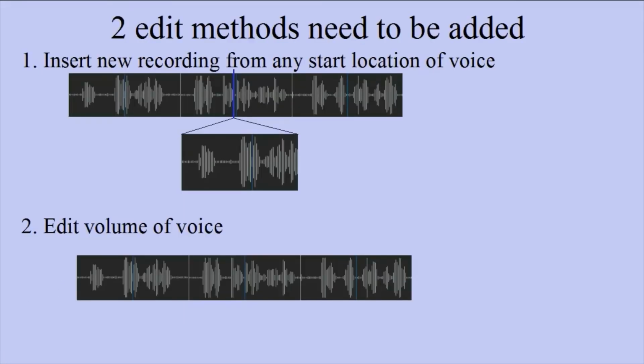When I use Voice Memos, I found two edit methods that are important. The first one is inserting the new recording from any start location. As shown in figure 1, the blue line is the start location. The new recording is inserted at this point, but from this point to the end of the original voice is still kept and attached to the end of the new recording. The second method is to edit the volume of the voice.